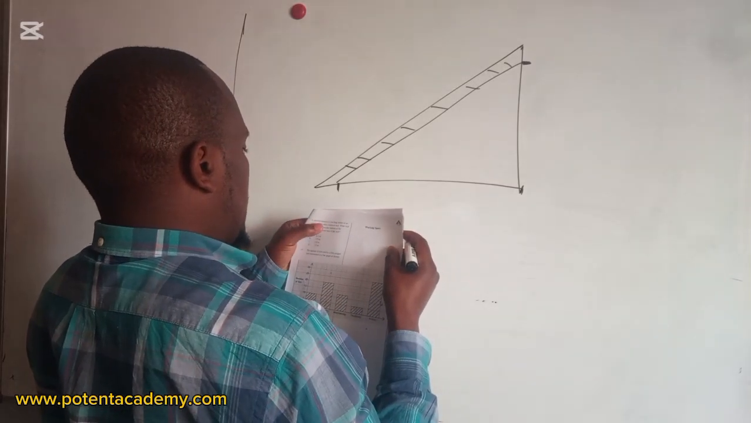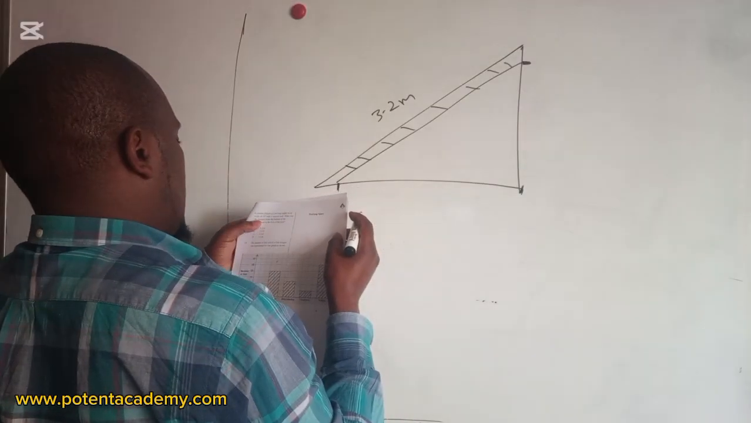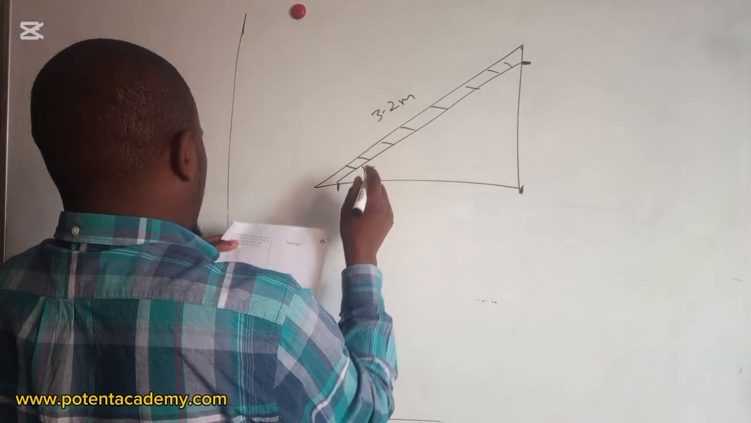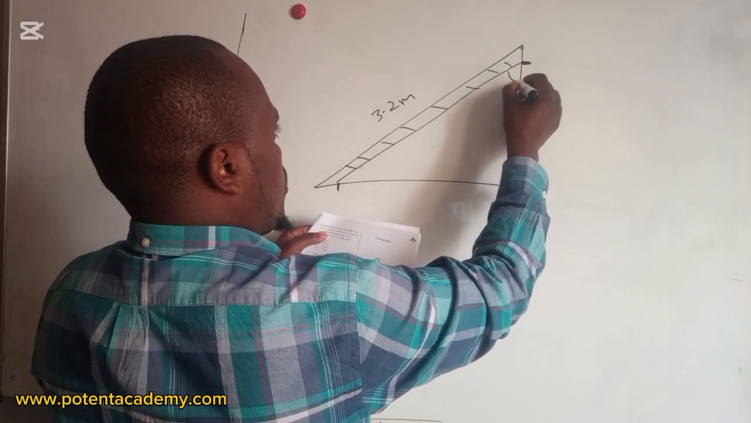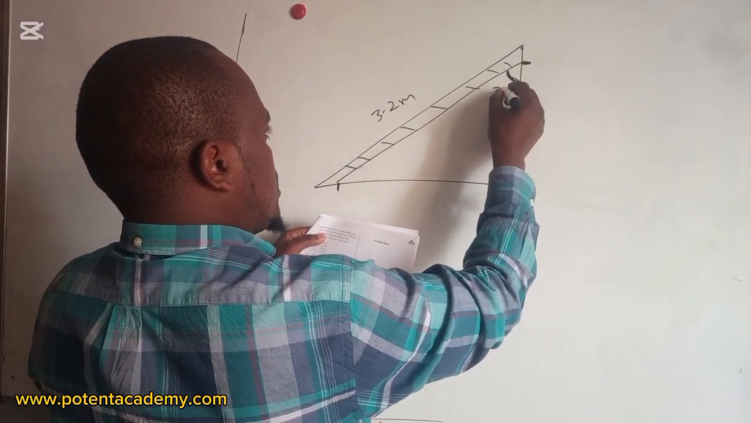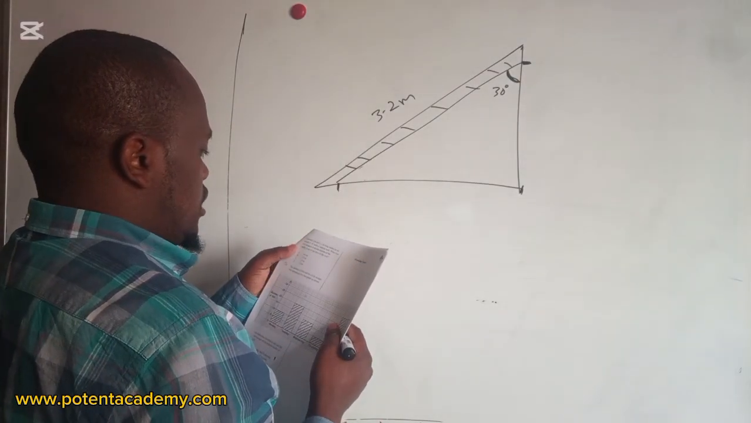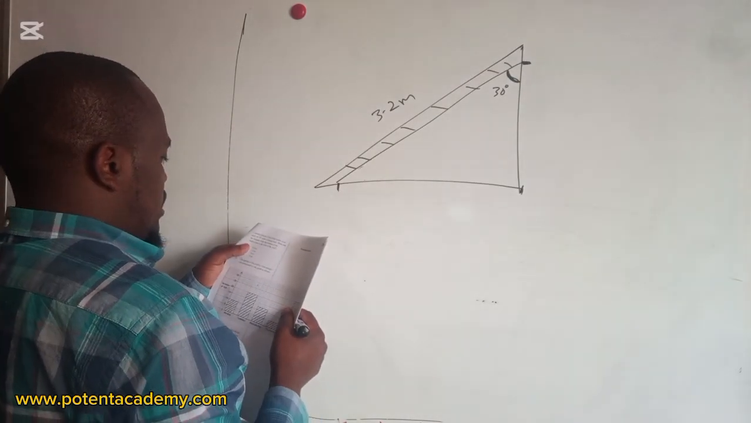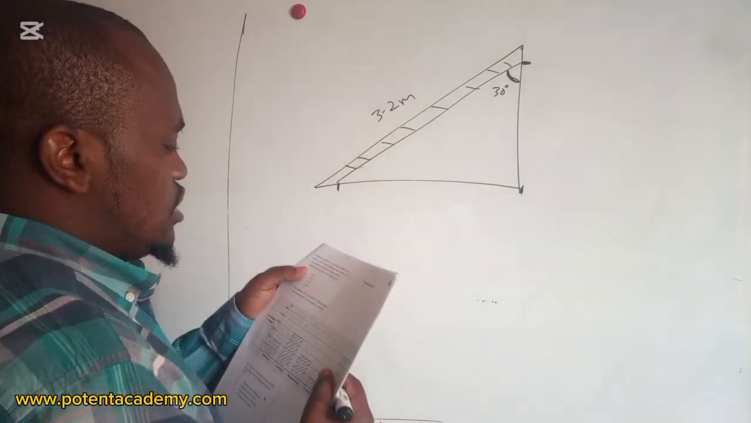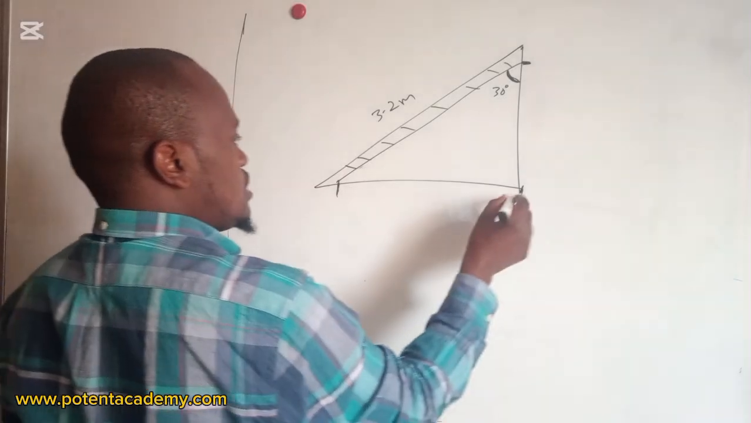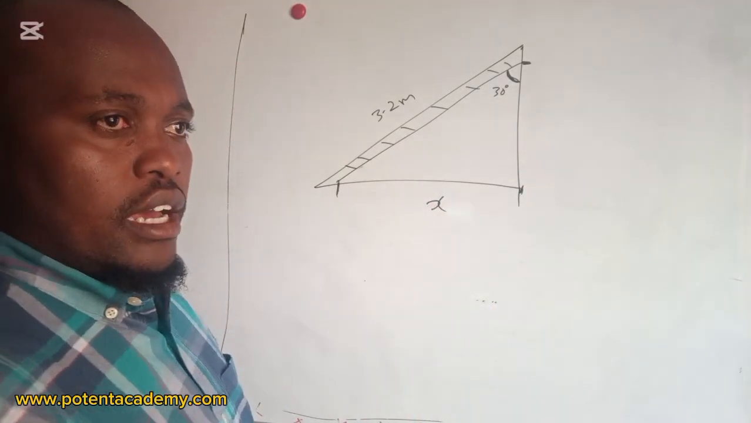So a painter placed a 3.2 meter long ladder at this angle, the angle of the ladder with the vertical wall. This angle is 30 degrees with a vertical wall. What was the distance from the bottom of the ladder to the foot of the wall? So I'm being asked for this distance. What is this x? What is this point?